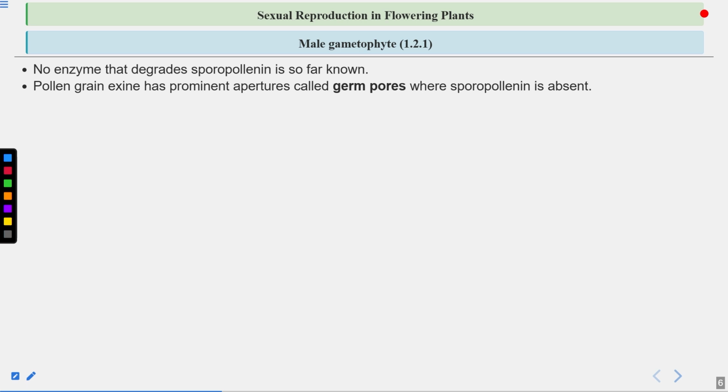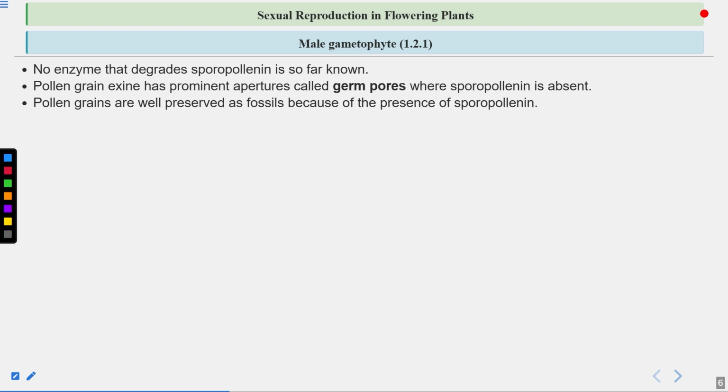Pollen grain exine has a prominent aperture called germ pores, where the sporopollenin is absent. Now if you think about the exine part, at some particular point there is an absence of the sporopollenin, or the sporopollenin is present in a very small amount. So that particular point is called a germ pore. Very important. Germ pores.